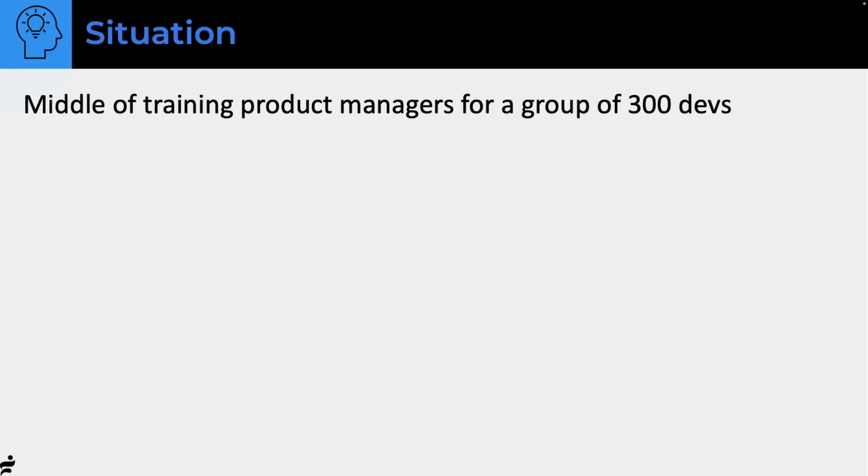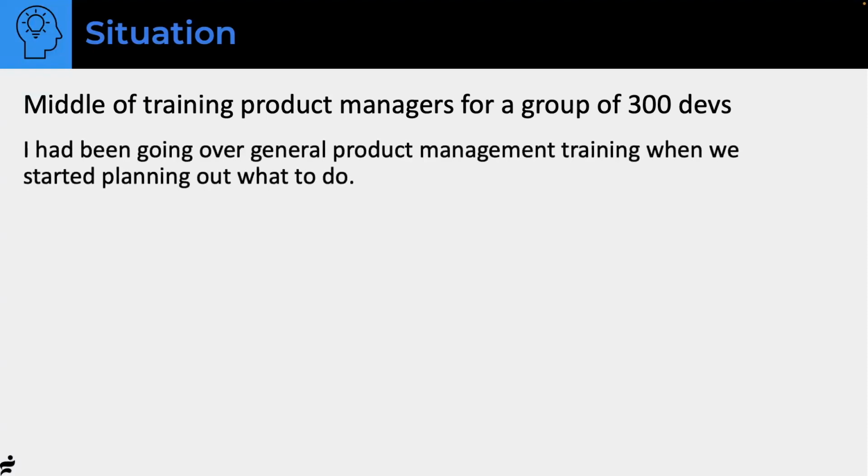I was in the middle of training a bunch of product managers for a group of 300. This company had 300 devs as part of a division of development of about 1,000 people. It's a big company, and the whole company had 3,000. This was a branch or division of 1,000, and this was a product with 300 developers. I remember it was an 11-month out delivery, and there was a good reason why that was happening.